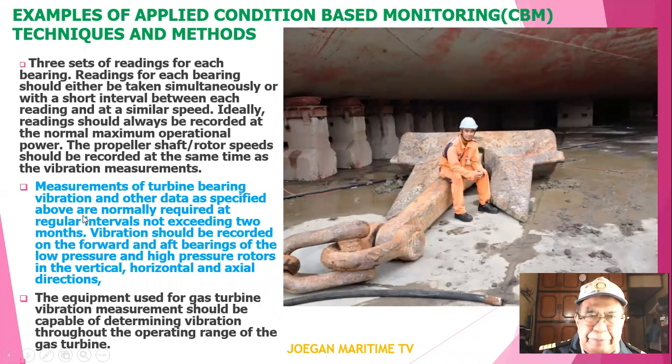Measurements of turbine bearing vibration and other data as specified above are normally required at regular intervals not exceeding 2 months. Vibration should be recorded on the forward and aft bearing of the low pressure and high pressure rotors in the vertical, horizontal, and axial directions. The equipment used for gas turbine vibration measurement should be capable of determining vibration throughout the operating range of the gas turbines.